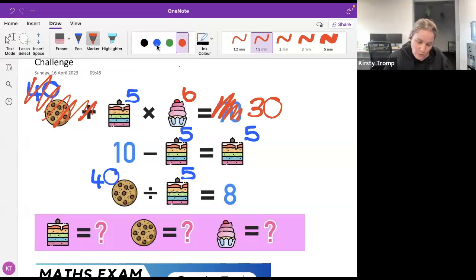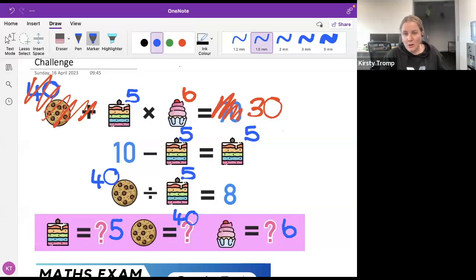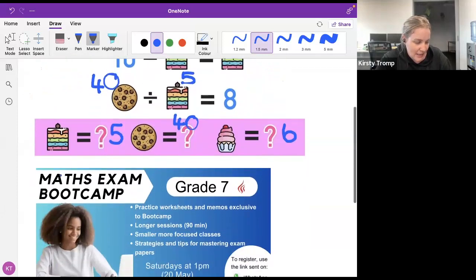So what you should have had for today's challenge is that the cake will give me 5, the cookie gives me 40, and the cupcake will give me 6. All right, I know that it was a really nice challenge for today. It was challenging, okay?